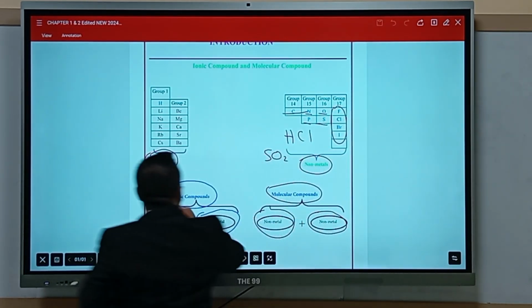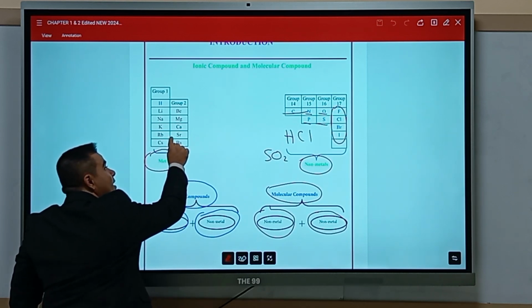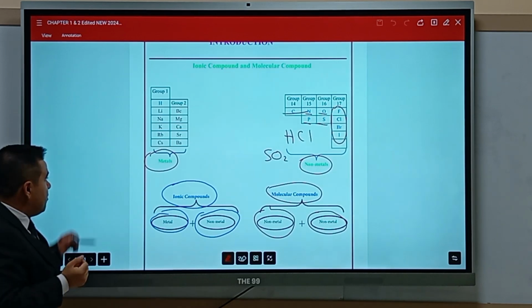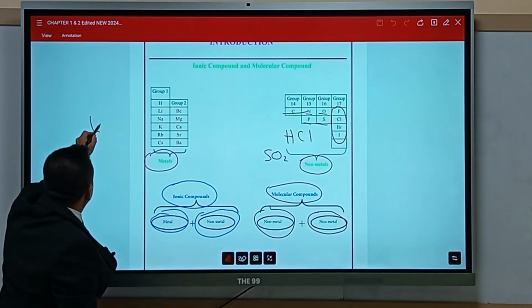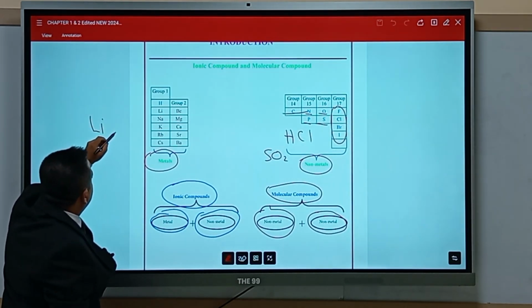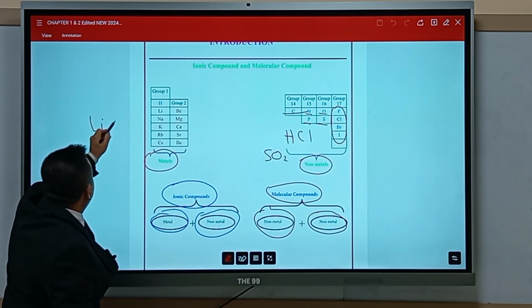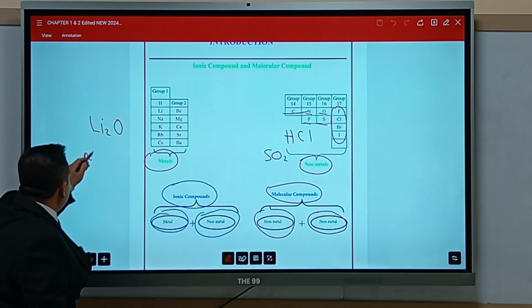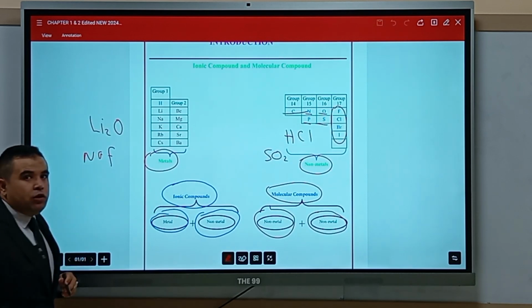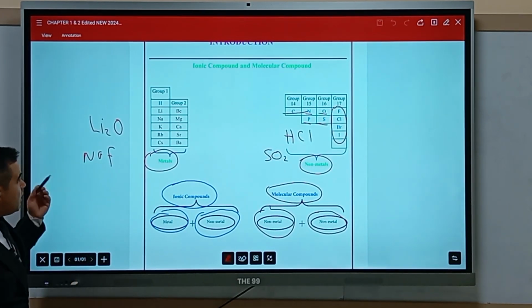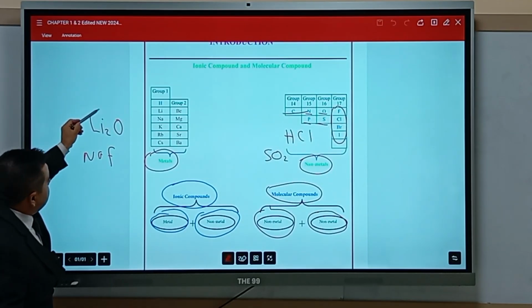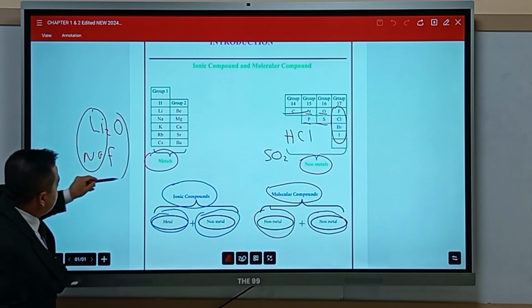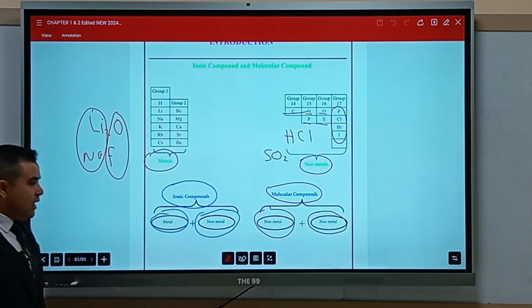But whenever the compound is formed from the bonding between a metal and a nonmetal, you'll get an ionic compound. For example, Li2O, lithium oxide, or NaF, sodium fluoride, and so many other examples. Usually the first part is the cation part, which is a metal, and the second part is the anion part, which is the non-metal.